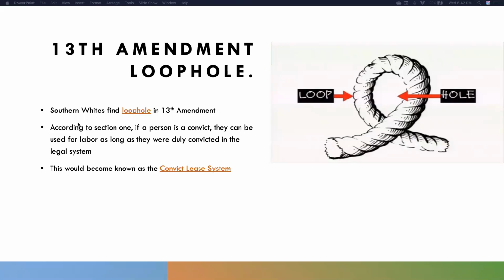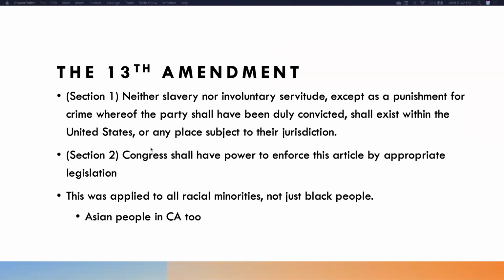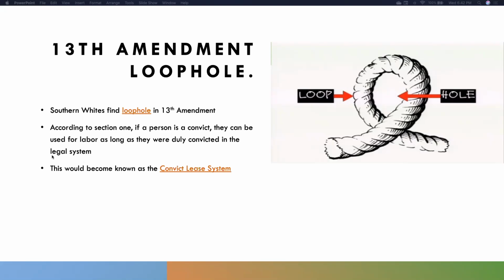So according to Section 1, if a person is a convict, they can be used for labor as long as they are duly convicted in the legal system. That just means as long as they have been arrested, had a trial, a jury appears, et cetera, right? So if we go back to this, except as a punishment for crime, okay? And this right here is the loophole that the South is going to use to try to re-enslave the newly freed African Americans, all right? So this loophole is going to become known as the convict lease system.